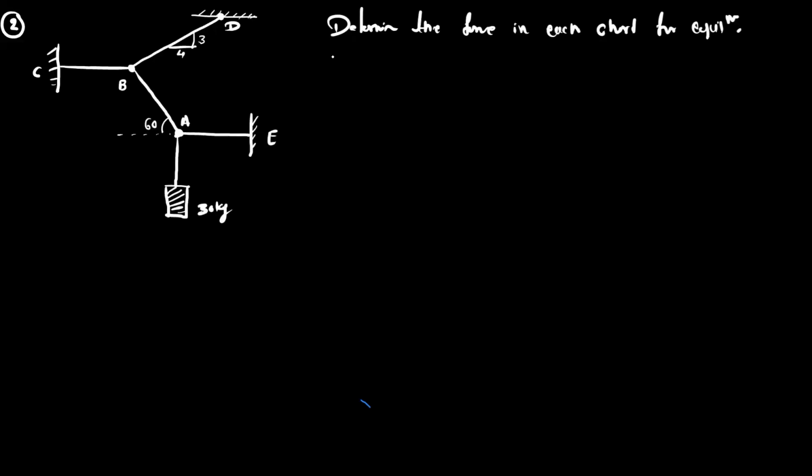Okay, so refer to this next problem. Here one weight of 30 kg is supported by the 5 cords. So we have to determine the force in each cord for the equilibrium.